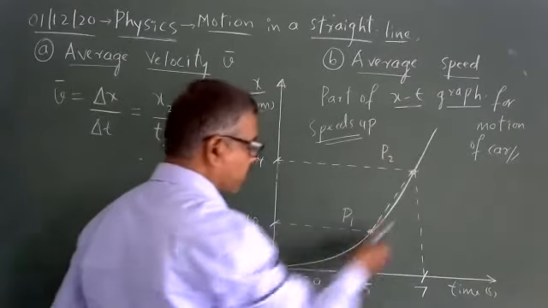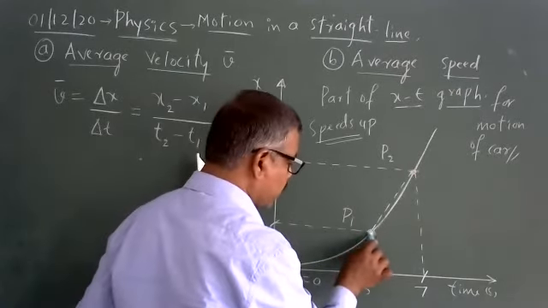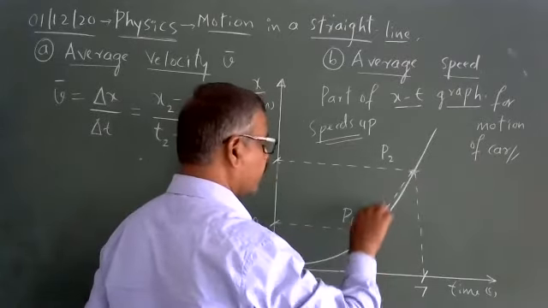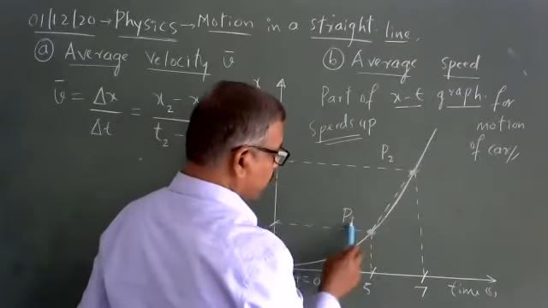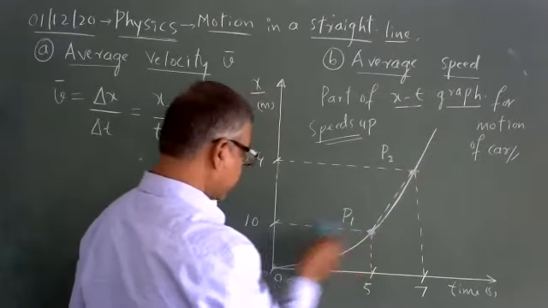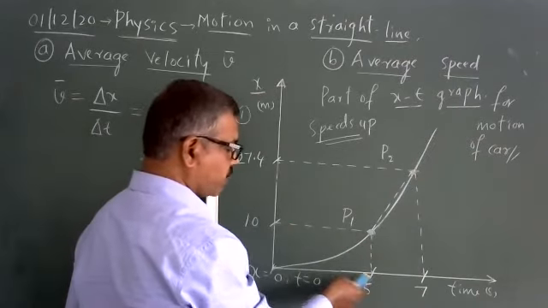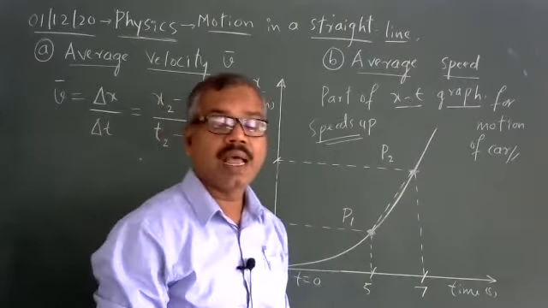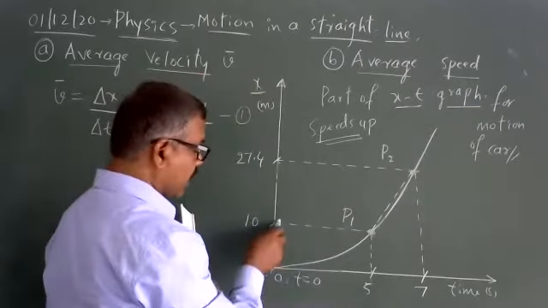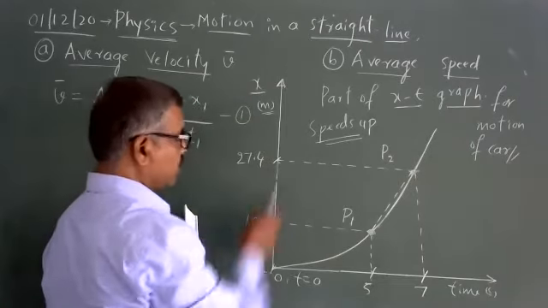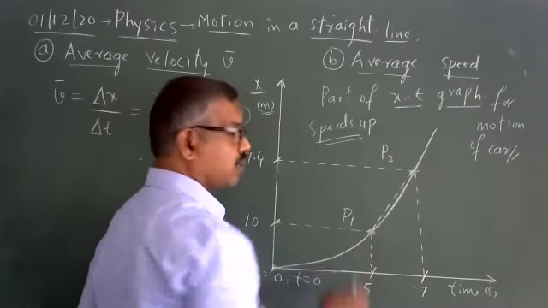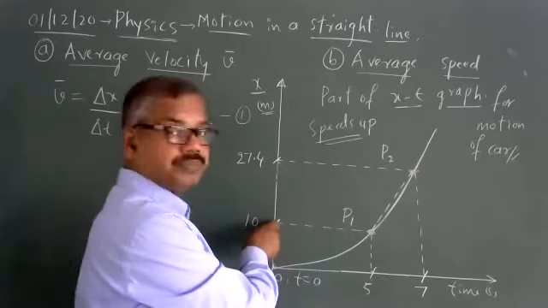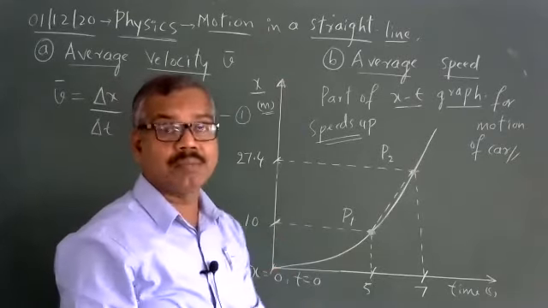I have taken a small part of it. Now, if I consider point P1 on this curve, and point P2 on this curve, P1 is a position of the car which is located at 10 meters at 5 seconds. Meaning the car starts, 1 second is over, 2 seconds lapse, 3 seconds, 4 seconds. At the 5th second, I can detect the car at 10 meters, and it is located at P1. P1 tells you the car is located at 10 meters along the x-axis. The time was 5 seconds.